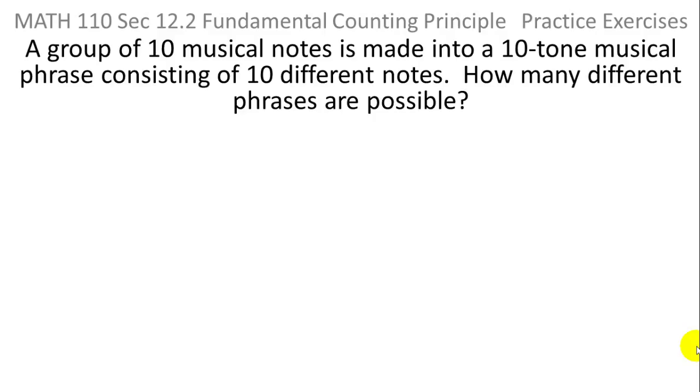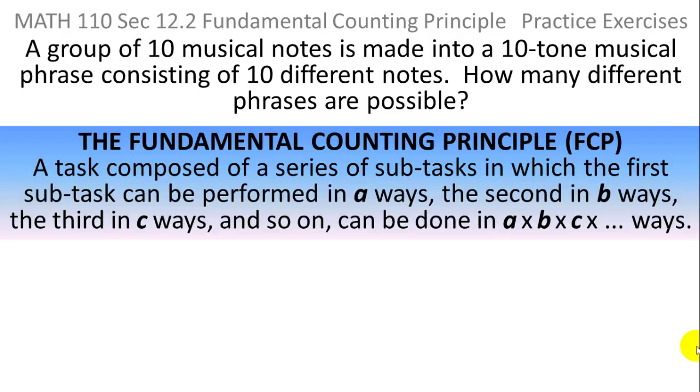So you've got 10 things and you're going to line them up in different orders to make a 10-tone musical phrase. And each musical phrase will have 10 notes. So the basic thing here is you've got 10 things, you're going to use them all. And you want to know how many different ways you can line them up essentially. It's a perfect problem for the fundamental counting principle.